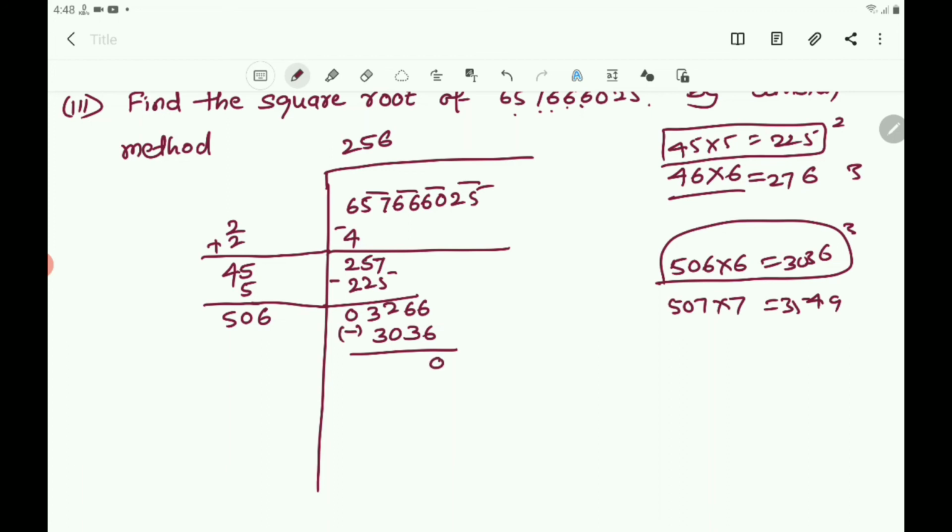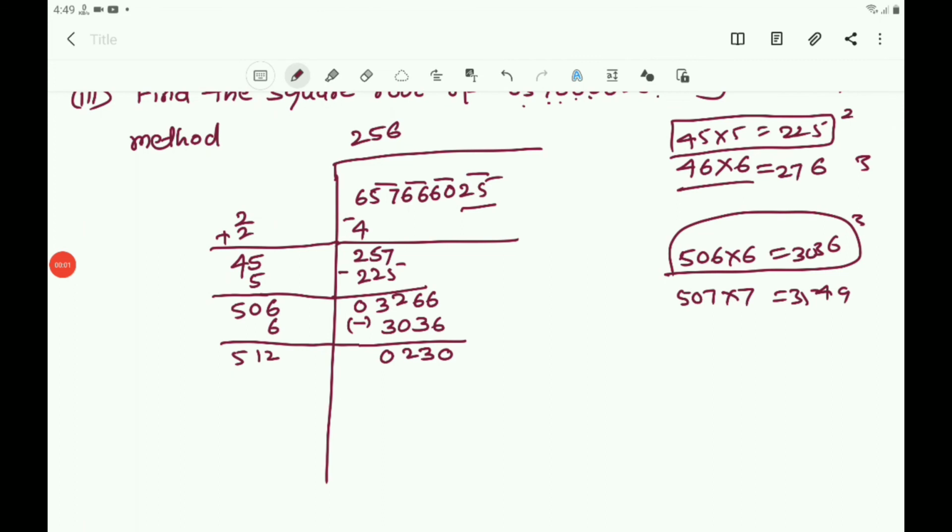6 minus 6, 0. 6 minus 3, 3. 2, 0. Now here we have to add 6. The digit 6 is taken, so you add 6. Then it becomes 512. Next you take this group. The last group, it is how much? 0, 2. The next you take the digits under the next group, that is 6, 0. The next group is 6 zeros. So you take 6, 0 down.